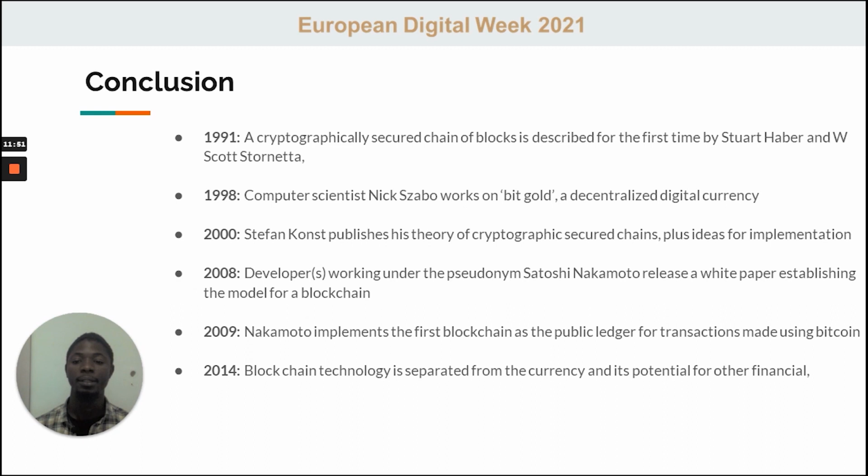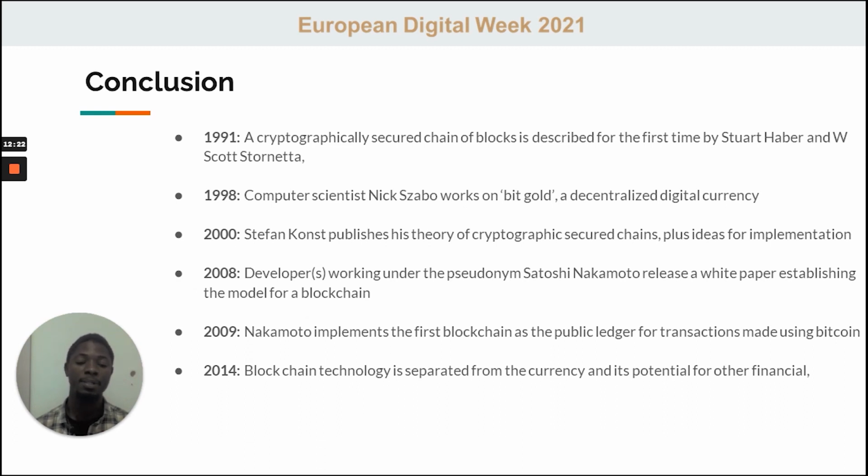Well, in 2000, Stefan Konst published his own theory of the cryptographically secured chain plus the ideas for implementation. This also traces back to the origins of blockchain technology. In 2008, it can be traced back to a group of developers working under the pseudonym Satoshi Nakamoto. As Satoshi Nakamoto, this group of developers released a white paper establishing the model for blockchain technology.